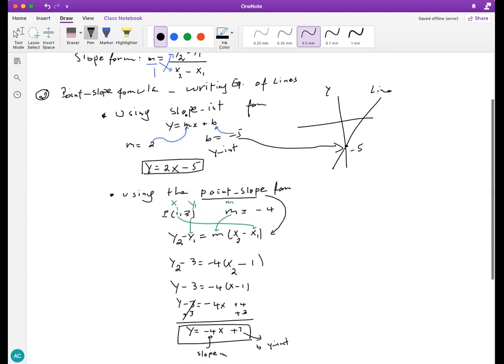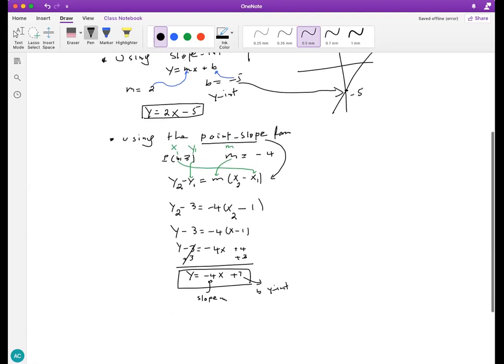If you have m and b, the slope and the y-intercept, that's the easiest one. It's easy, just plug them in and use the slope-intercept form. But if you have a point and the slope, we use the point-slope form, which is that one.